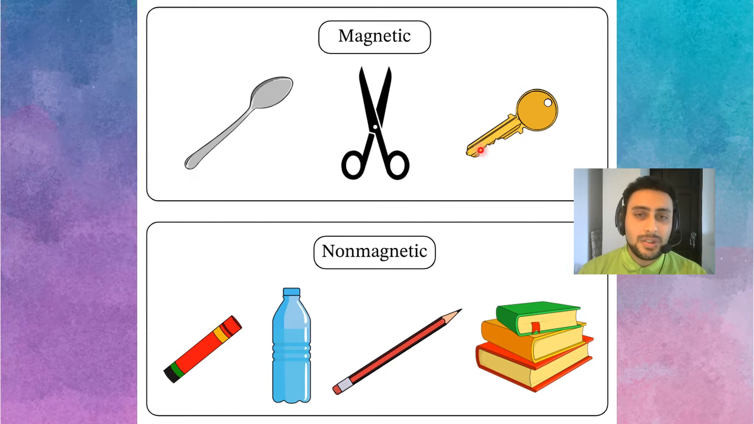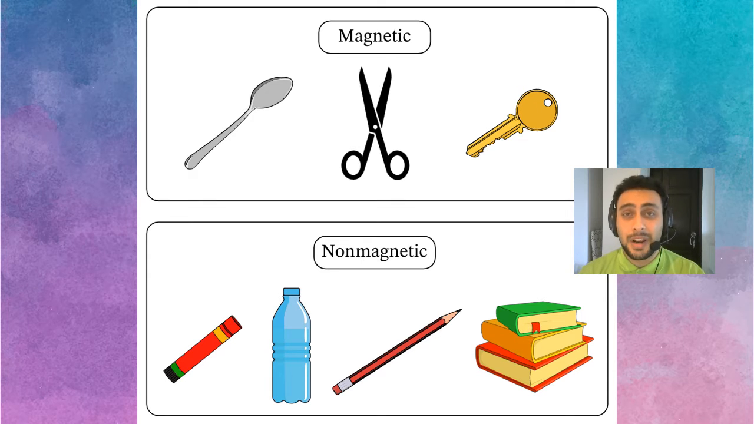Now, these are some magnetic objects: a metal spoon, a metal scissor, a metal key. But we have non-magnetic things too: plastic bottle, crayon, pencil, books.